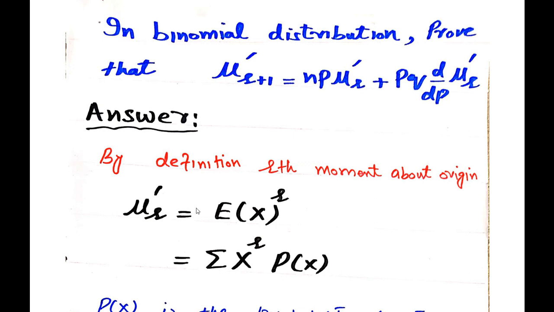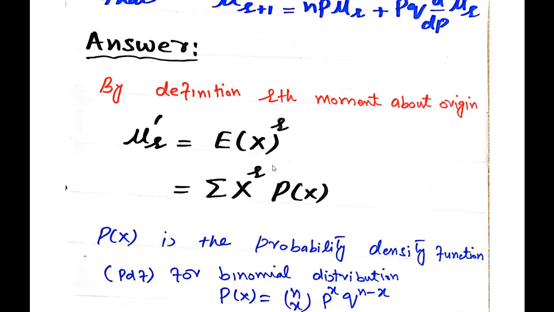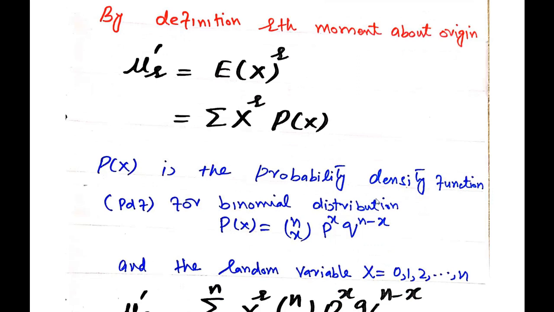mu r prime is equal to the expected value of x to the power r. When we expand the expectation, we write it as the sum of x to the power r times p of x. P of x is the probability mass function. It is also called the probability density function. For the binomial distribution, p of x is equal to nCx p to the power x q to the power n minus x, and the random variable x ranges from 0, 1, and so on to n.